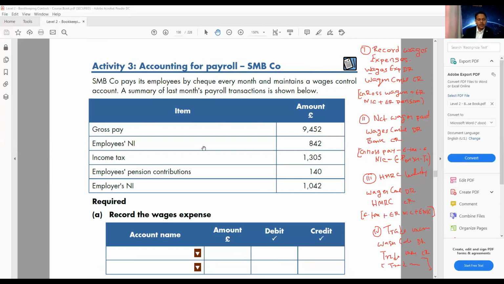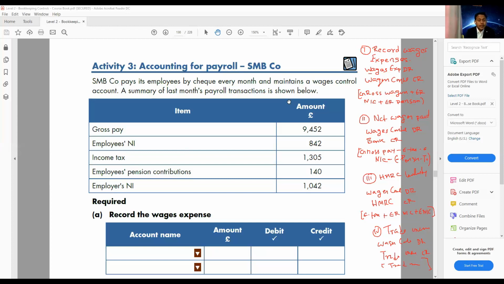Okay, so we have an activity here, activity 3. So let's read this activity. Accounting for payroll, SMB Co Limited. SMB Co pays its employees by cheque every month and maintains a wages control account. A summary of the last month's payroll transactions is shown below.